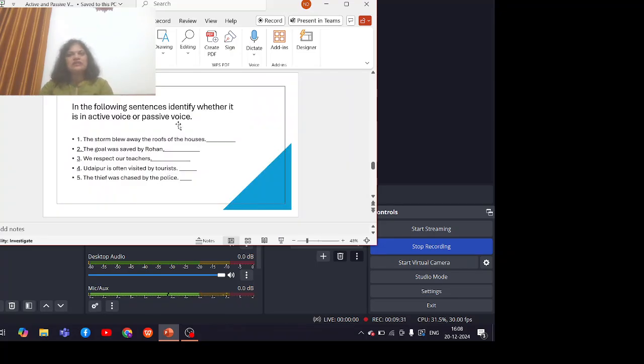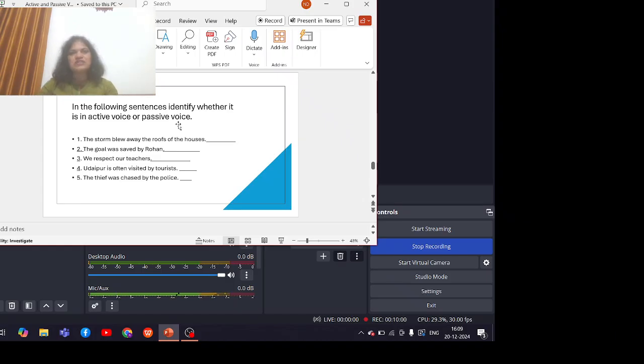In the following sentences, identify whether it is an active voice or passive voice. You have to just find out whether the sentence is in active voice or passive voice. The storm blew away the roofs of the houses. So who is performing the action here? The storm. So it is an active voice. Here the subject is the storm. It performs some action. It blew away the roofs of the houses. That's why it is an active voice.